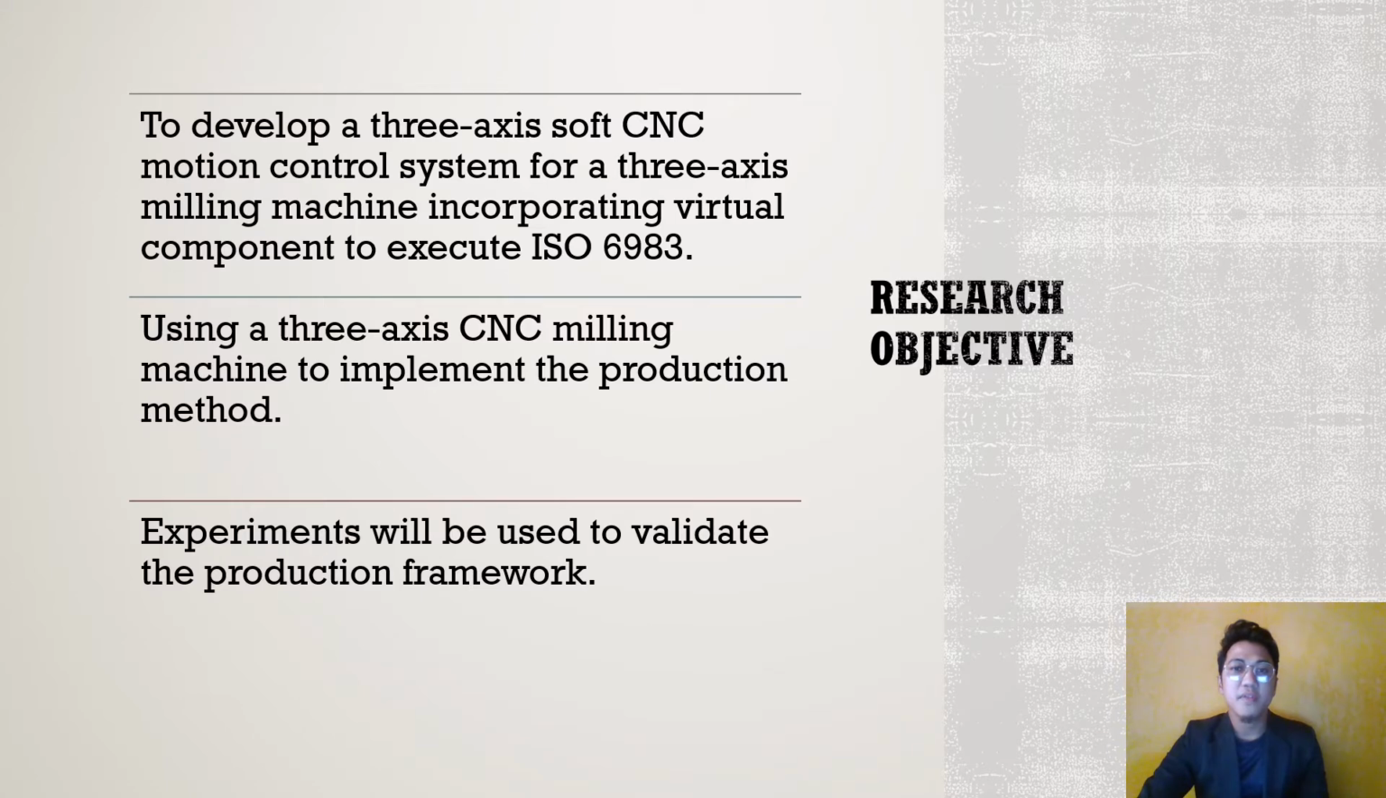Research objectives are to be achieved through the project and provide direction to the study. First, to develop a 3-axis soft CNC motion control system for a 3-axis milling machine incorporating visual components to execute ISO 6983. Second, to integrate the development system using a 3-axis CNC milling machine to implement the production method. Third, to test system experiments to be used to validate the production framework.